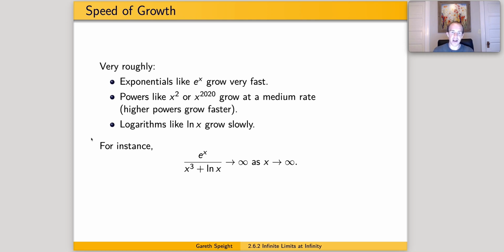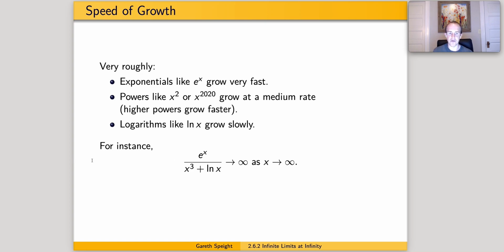But for instance, here, if we look at e to the x divided by x cubed plus ln x, then in my rule of thumb, e to the x is growing very quickly. X cubed plus ln x is a medium plus a slow. It's kind of a medium rate going to infinity. So this whole fraction is going to go to infinity.